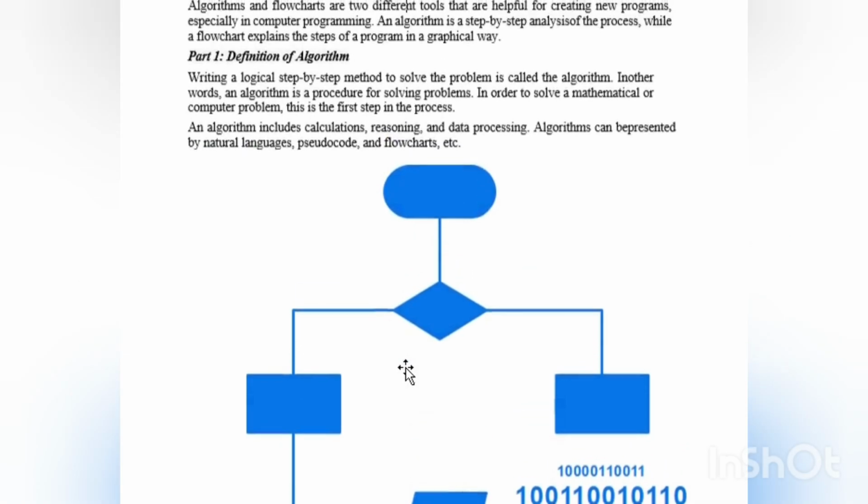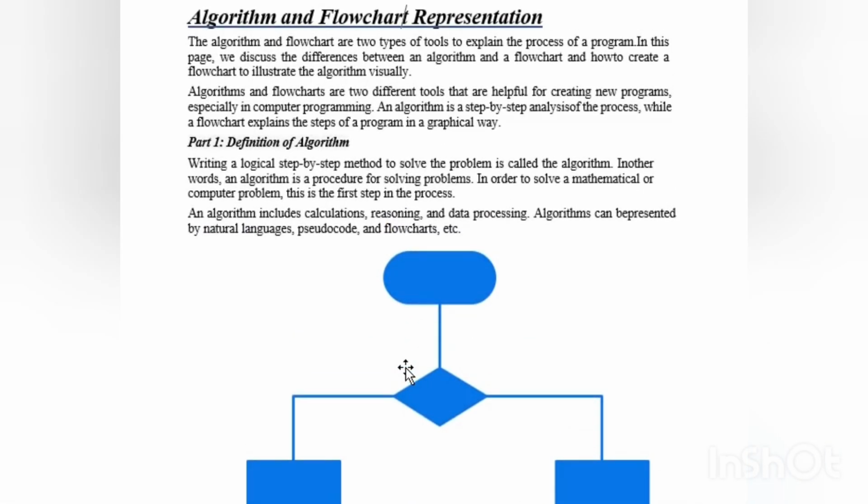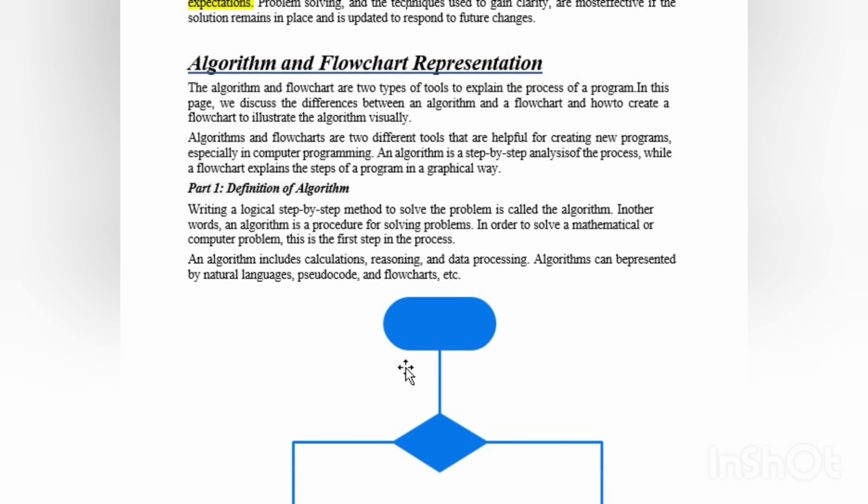Next we have is problem analysis. We have done. We are now moving forward to problem solving techniques, which we can do through algorithms and flowchart representation. So basically an algorithm is a step-by-step analysis of the process, while a flowchart explains the steps of a program in a graphical way. Flowchart हमारे क्या होता है? Graphical representation. Algorithm क्या होता है? Step-by-step analysis.